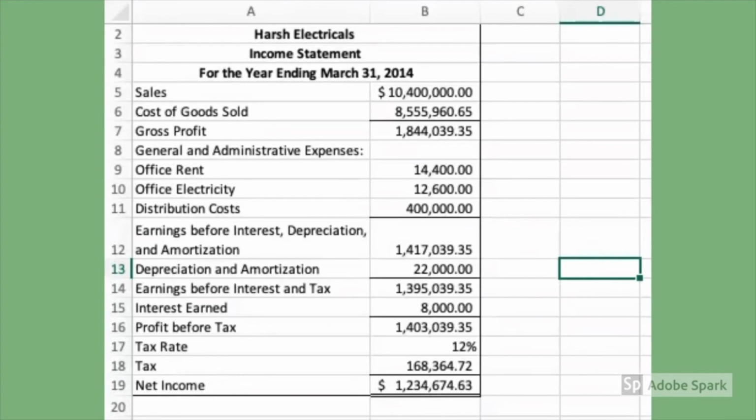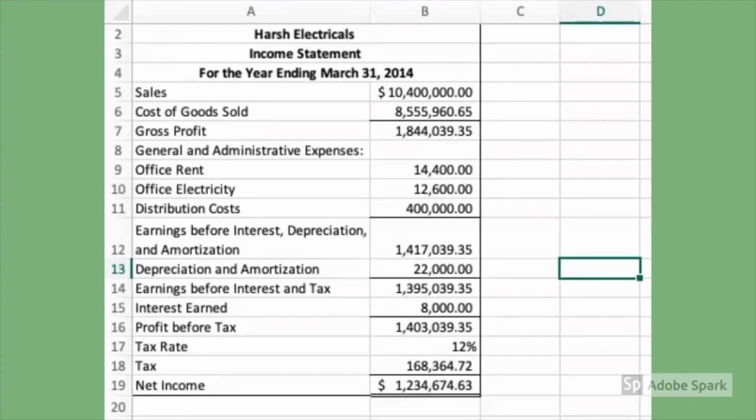Then you have to take out any general and administrative expenses. First, we look at office rent. Office rent was calculated by multiplying the 150 square foot office space times $8 times the 12 months. So this ends up with a total cost per year of $14,400. Then, as shown on the first screen in our cost information, we take out the office electricity, which has a total number of $12,600.